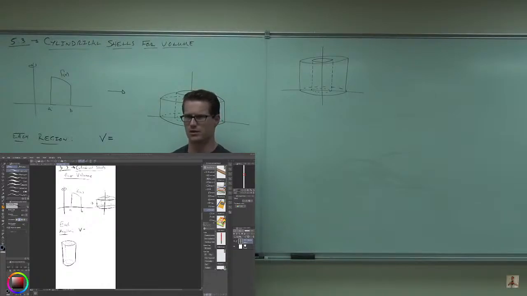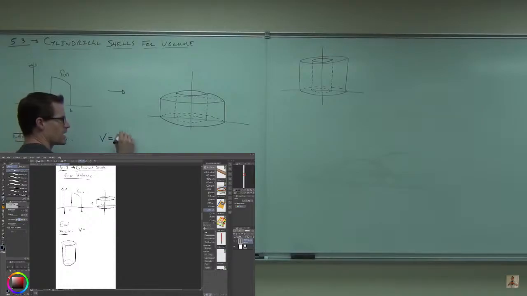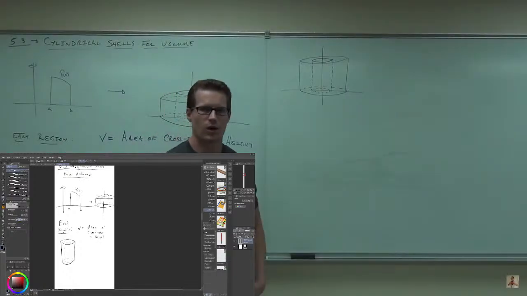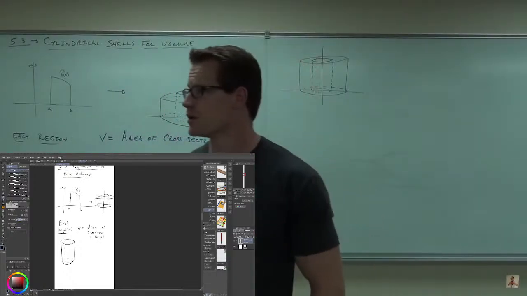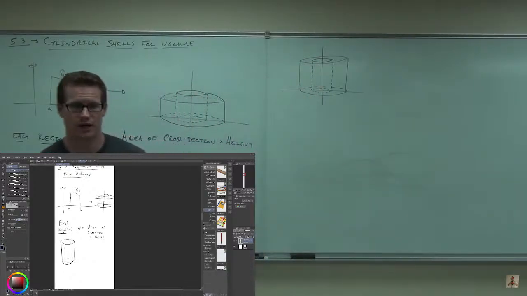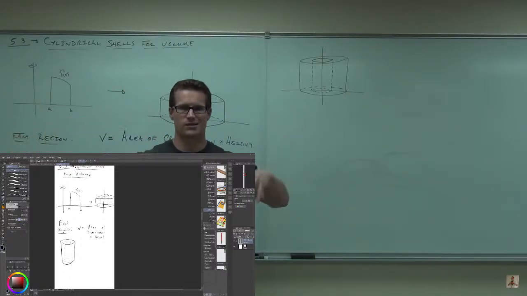Good, because I'm right. You should know that. So we know that this is going to be the area of cross section times height. You're going to find the area of your cross section. What is the shape of our cross section? It is a circle. In fact, it's a washer. It's a big circle and then a little circle, and we'll subtract big circle minus little circle.